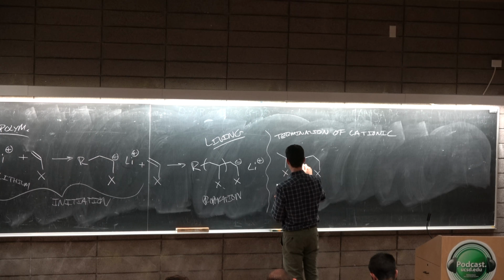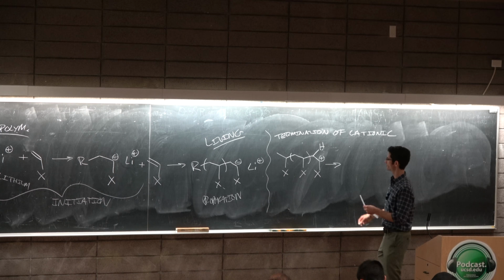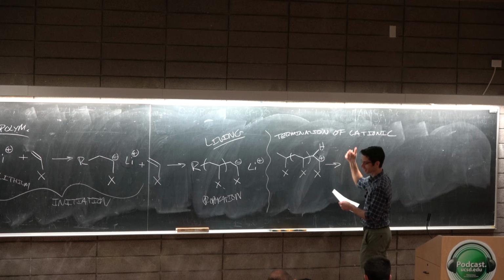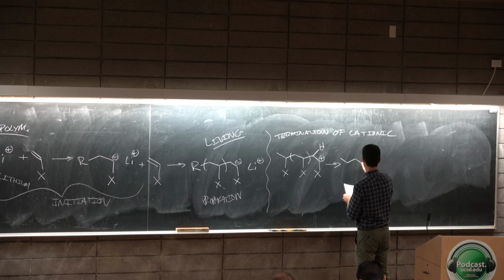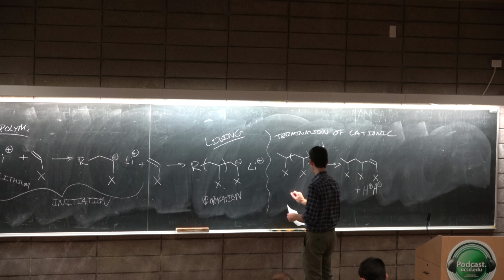Okay, so we can either eliminate this hydrogen atom or this hydrogen ion and take this pair of electrons and satisfy this charge with the loss of the hydrogen, in which case the product is this, plus regeneration of our acid catalyst, and this is unimolecular termination.